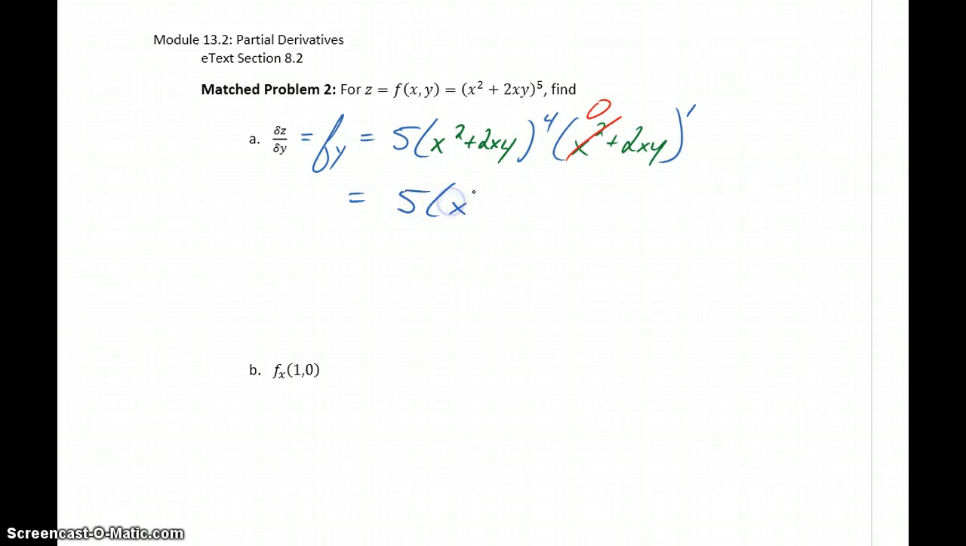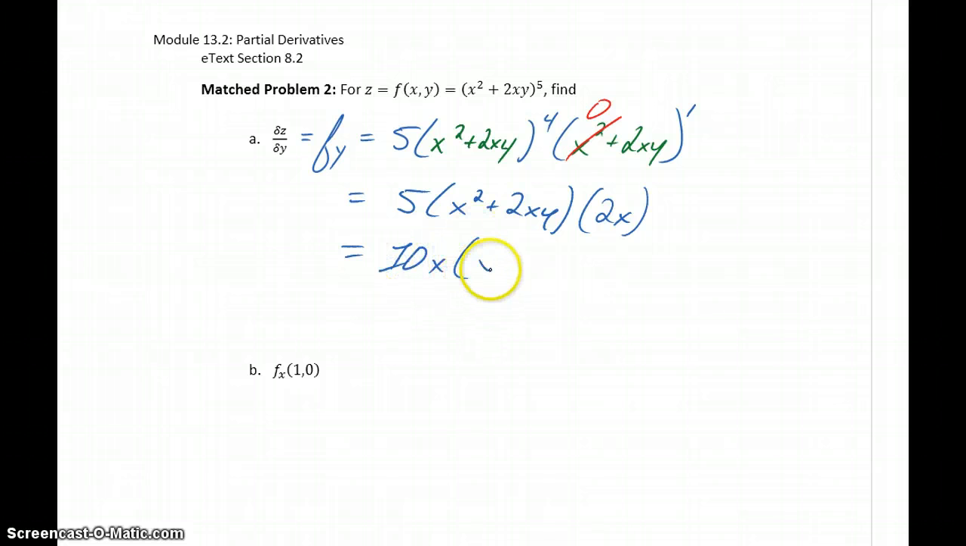So our result here is 5 times x squared plus 2xy times, now the derivative of 2xy with respect to y is just 2x. Or simplifying a little bit, we could rewrite this as 10x times x squared plus 2xy.